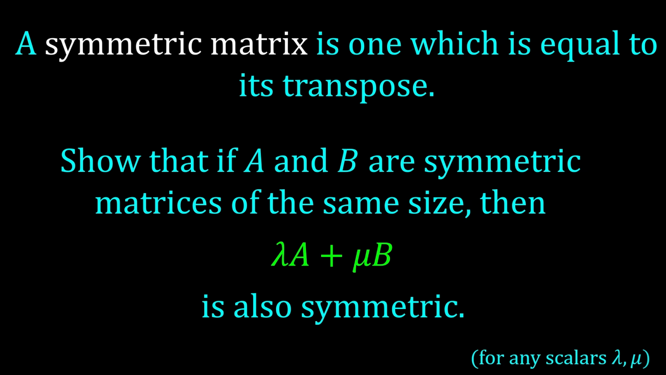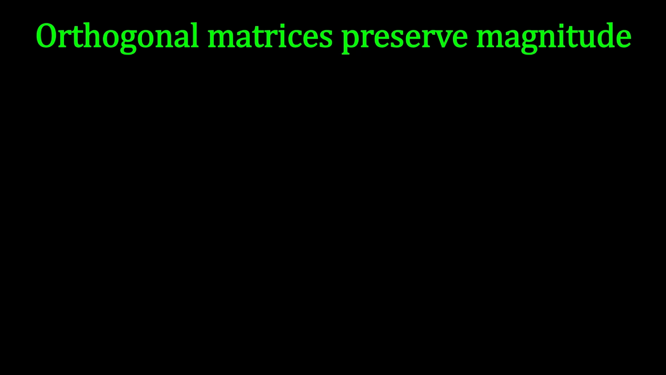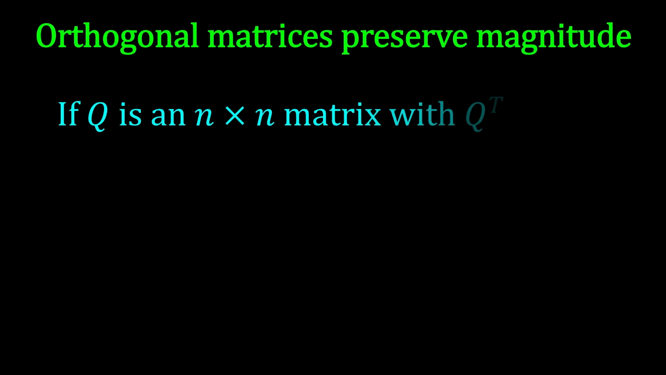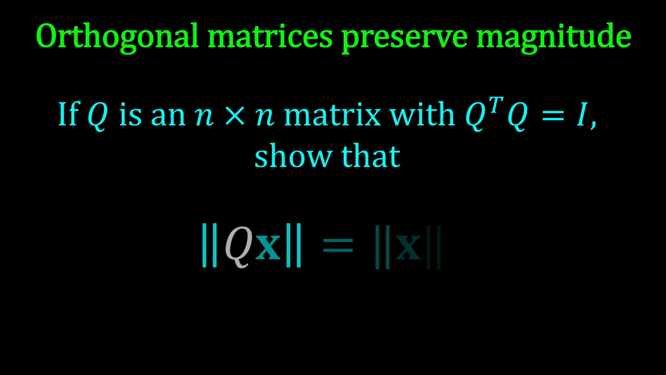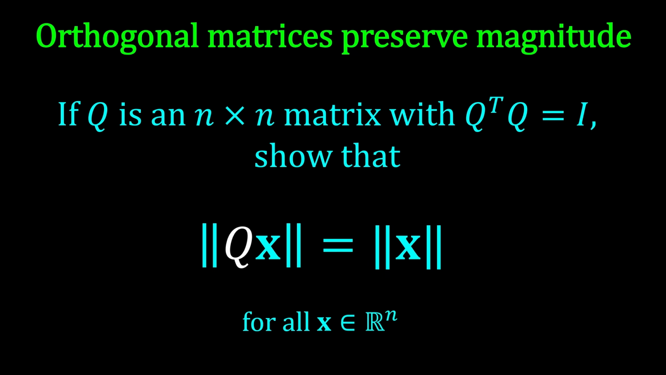This will be a bit harder. This proves that orthogonal matrices preserve magnitude. So what is an orthogonal matrix? It's a matrix such that Q transpose times Q is the identity matrix. If that's the case, you can actually show that when you apply Q to any vector x, then it actually doesn't change the magnitude. And this is for all vectors x in R^n. Good luck with the problem.